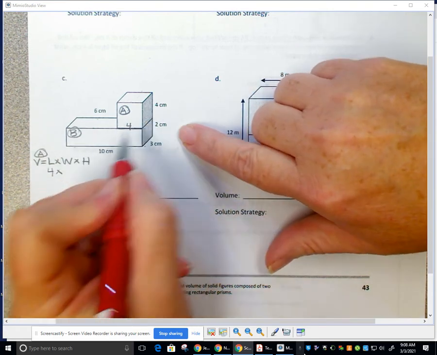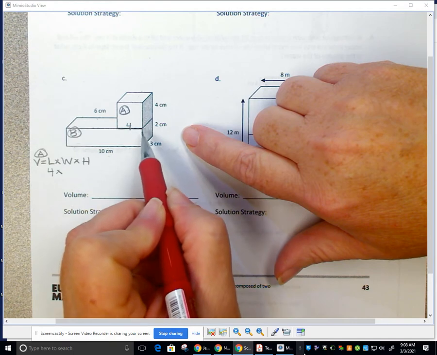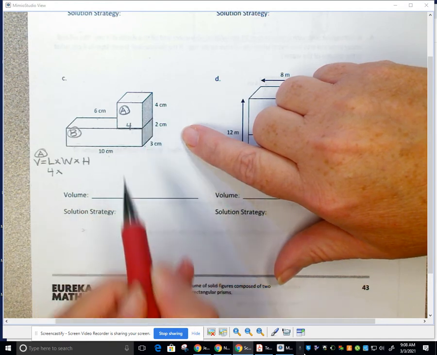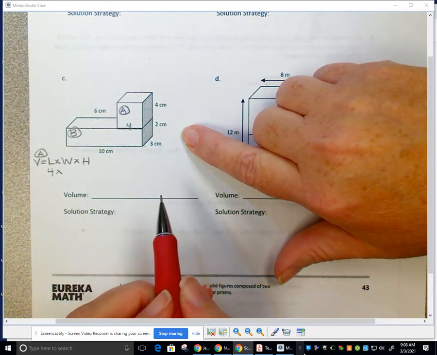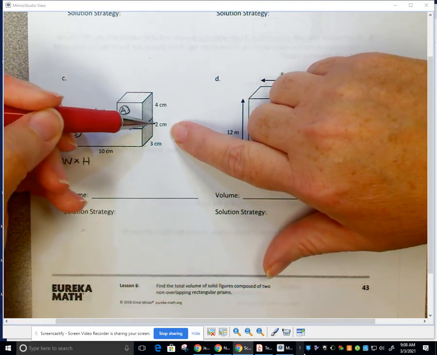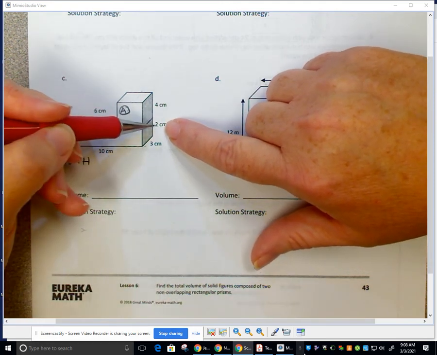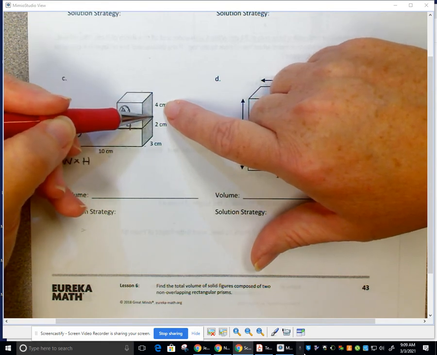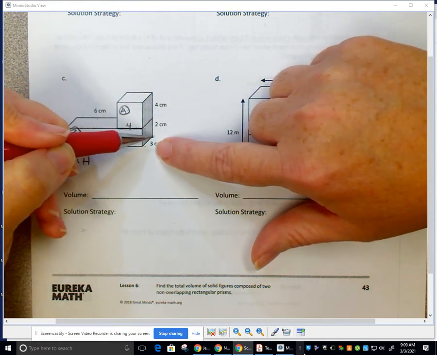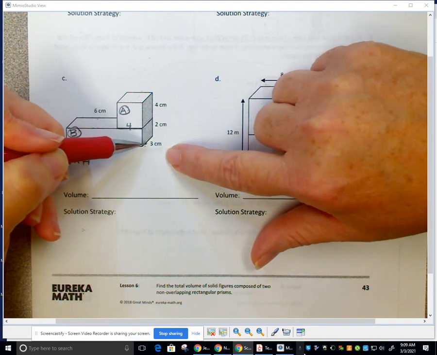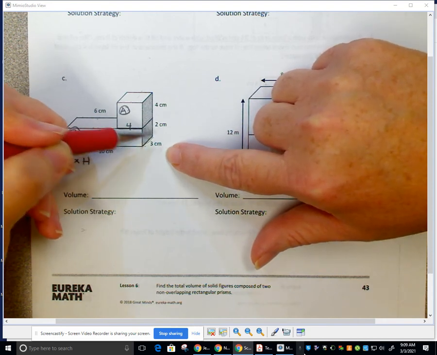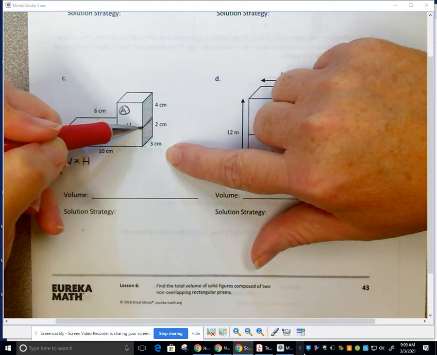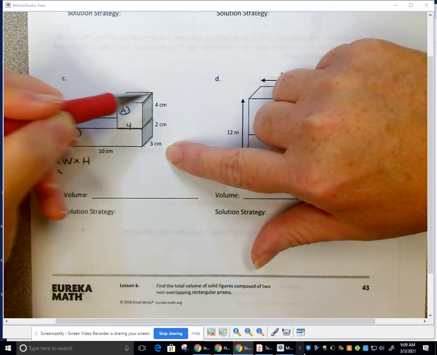My width is from here to here. Now, I can't use that. I don't need to use that 2. That 2 is telling me the height from here to here, and the 4 is the height from here to here. This is the width down here. So if this is the width here, that would be the width here and the width here. So I want 3.